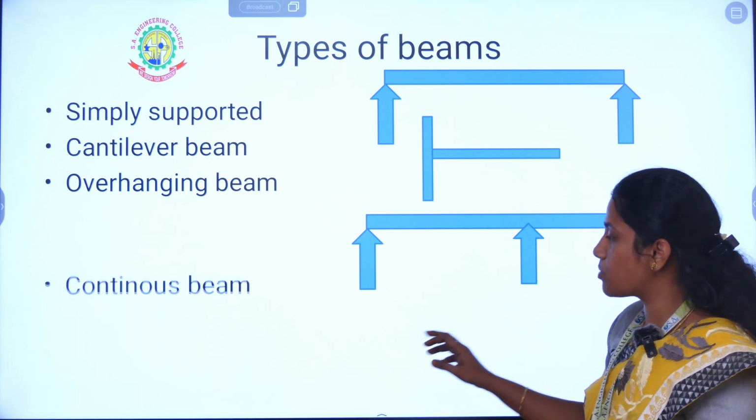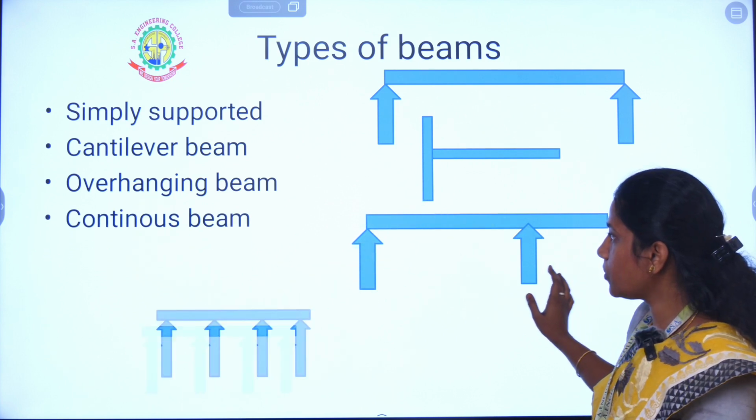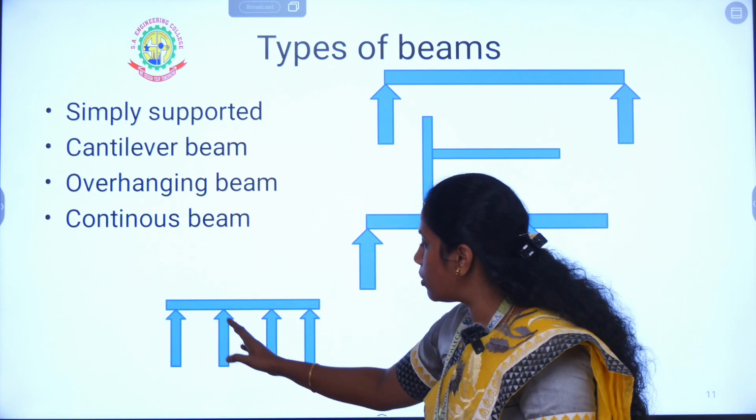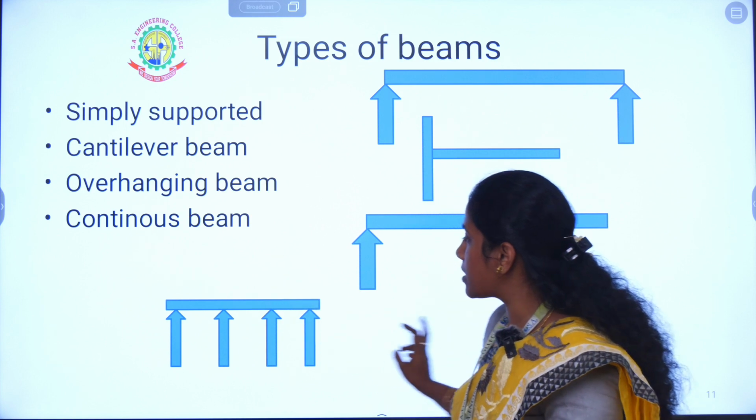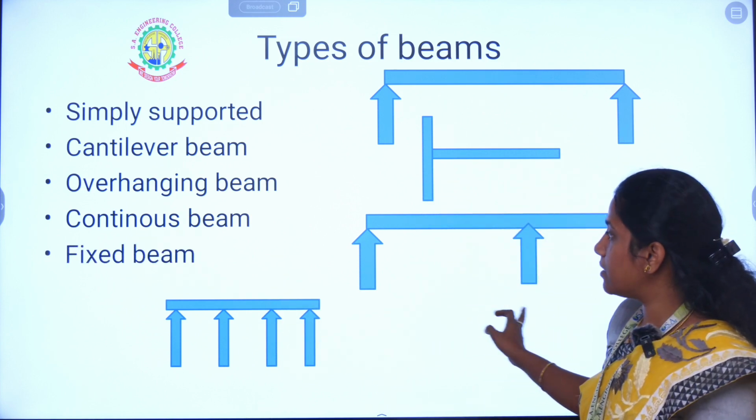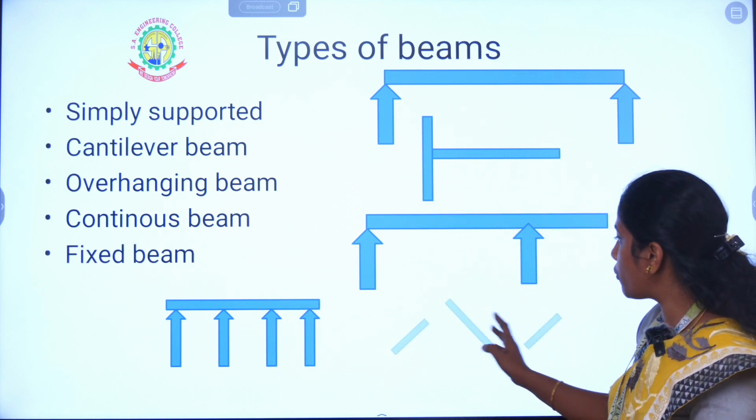Next comes the continuous beam. If a beam is continuous over more than 2 supports, it is called a continuous beam. And a fixed beam is one in which both of its ends are fixed.